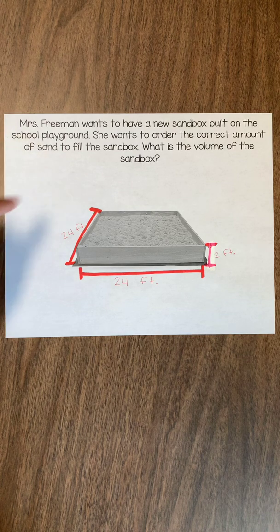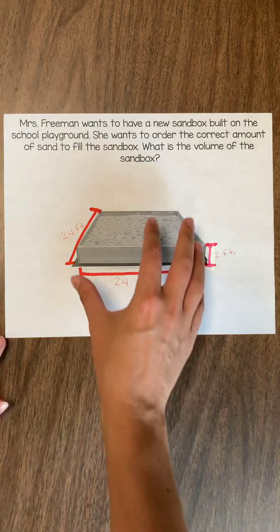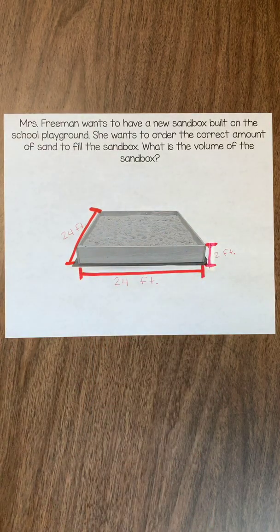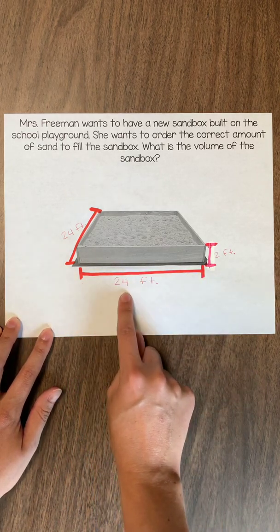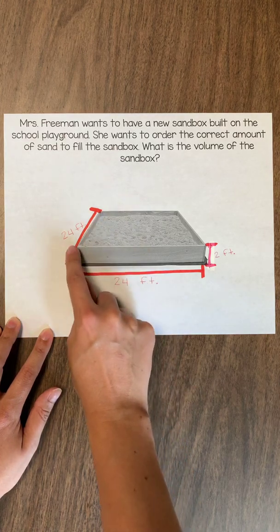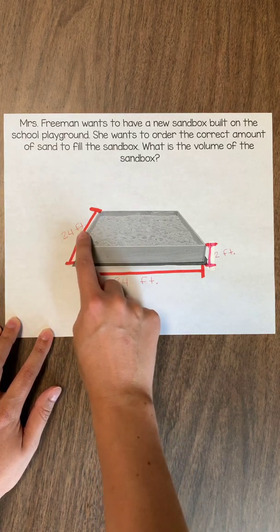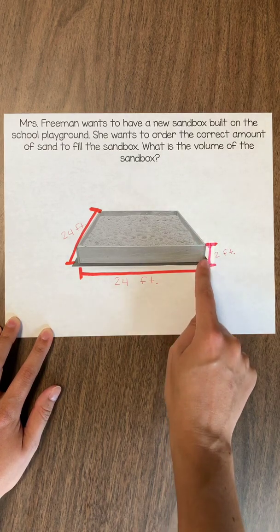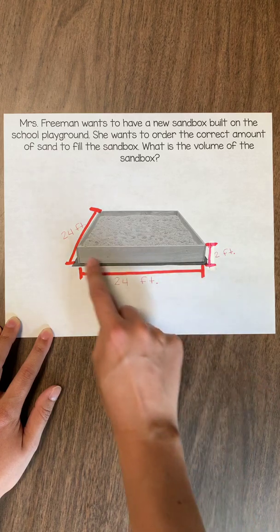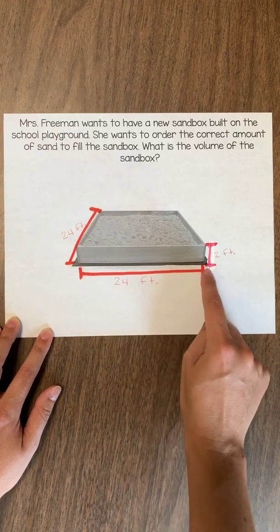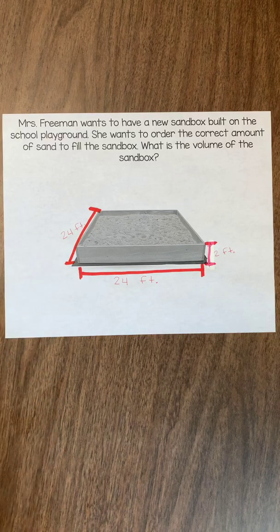What is the volume of the sandbox, right? She wants to fill that amount of space, so she's going to need to find the volume. So for this sandbox, the length of it is going to be 24 feet. The width of it is also going to be 24 feet. But the height, how tall it is, is going to be 2 feet. So the length is 24 feet, the width is 24 feet, the height is 2 feet. So find the volume of that sandbox. Let's see how you did.